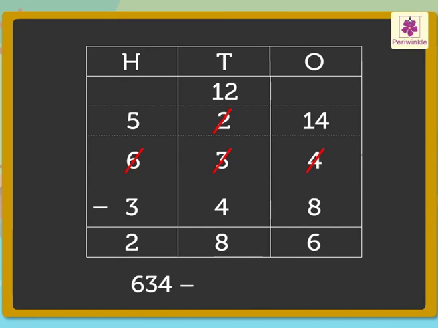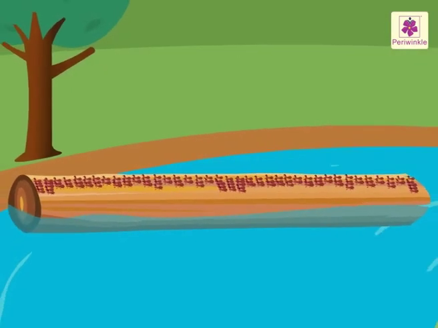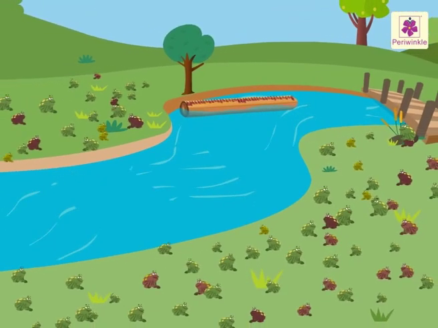634 minus 348 is equal to 286. Thus, 286 ants are left on the log of wood. It was amazing learning about subtraction in this beautiful forest.